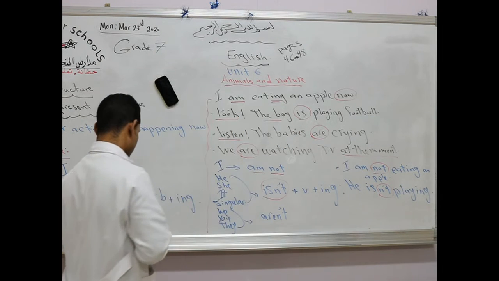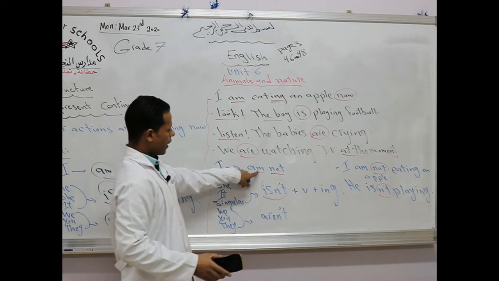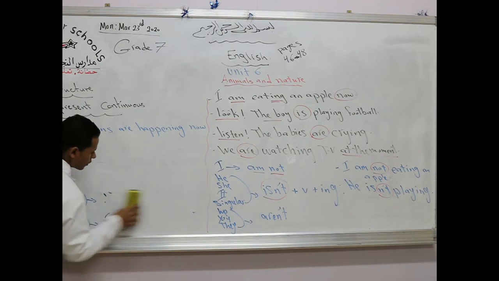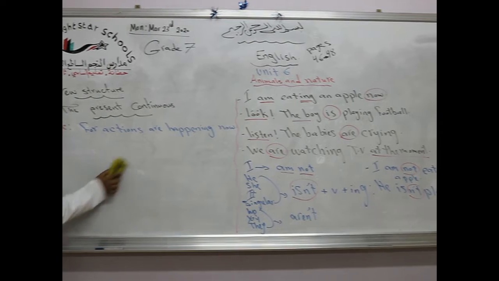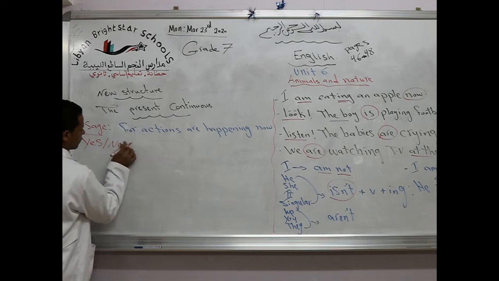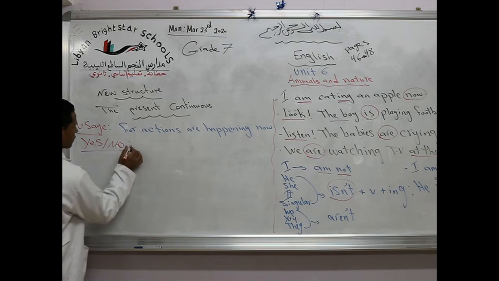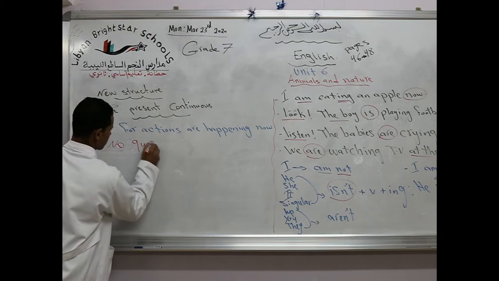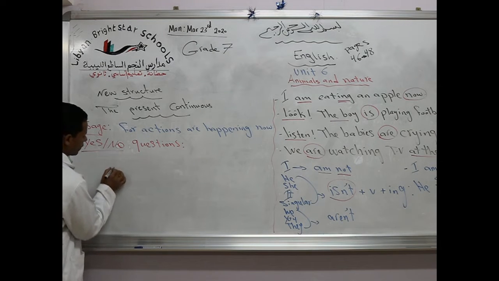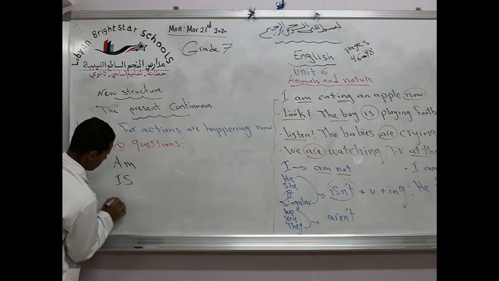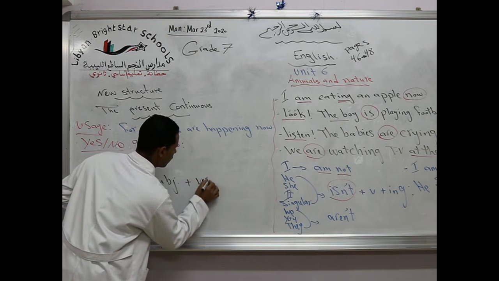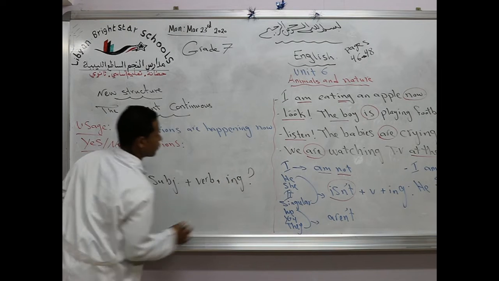And now we will know how to make a question. Am not, isn't or is not, aren't or are not. How to make yes and no questions. The form of yes and no question: am, is, are, plus subject, plus the verb, plus ing, question mark.